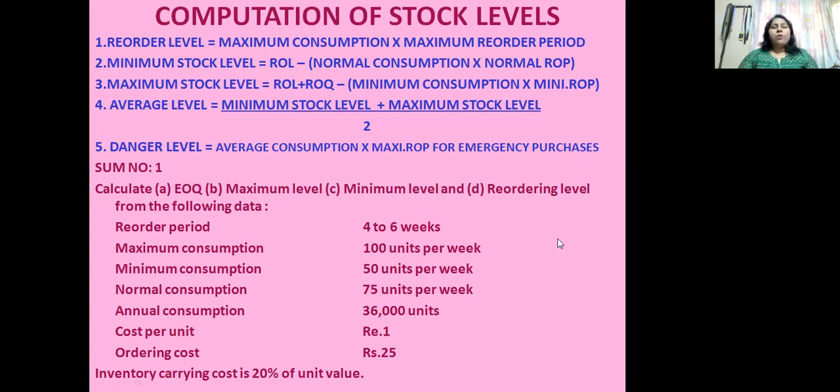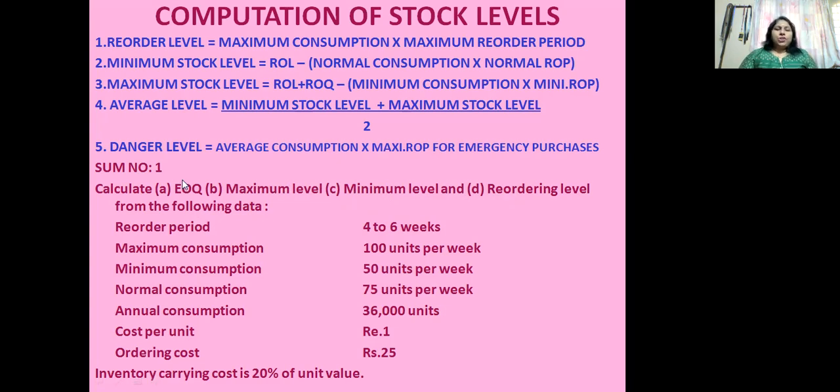Let me check one problem. Calculate EOQ, maximum level, minimum level, and reordering level from the following data. I said so, even the questions are asking like that. For the stock levels, you will start with the reordering level only, because without knowing the reordering level, I will not be able to calculate either the minimum or maximum. So you will calculate the reorder level when you start calculating the stock levels.